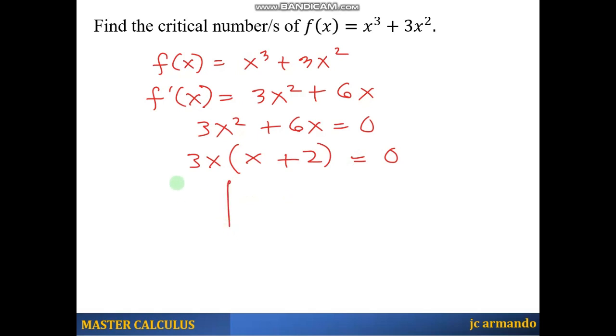Then, we have 3x equals 0, x plus 2 equals 0. Divide both sides by 3 in the first part, so we have x equals 0. Then, transpose to negative 2. So, therefore, the critical numbers are 0 and negative 2.